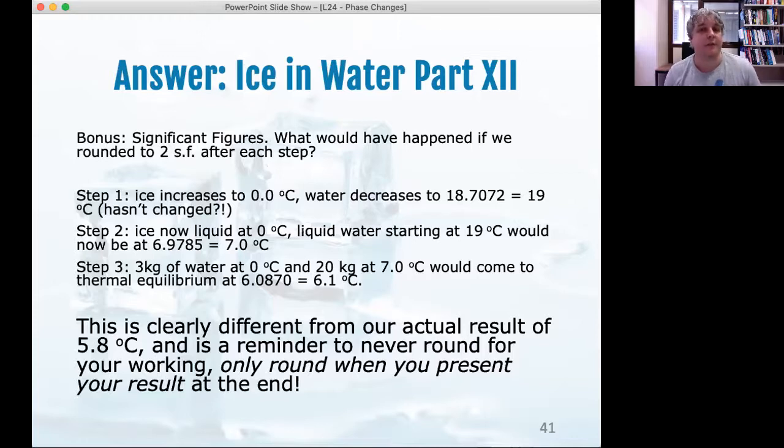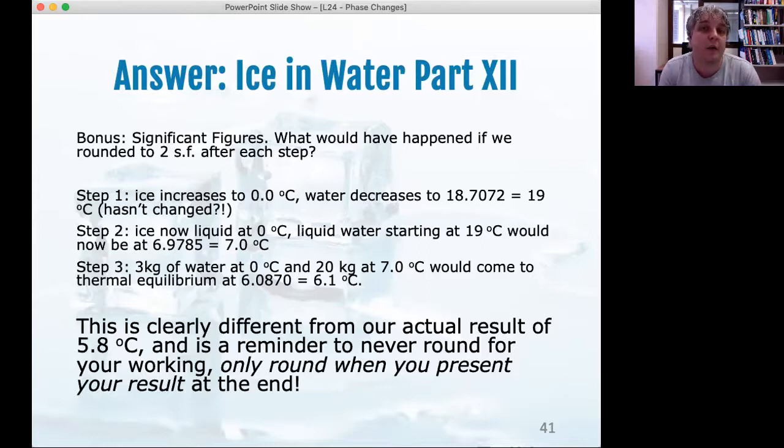There's no huge difference there. 6.1 to 5.8 is only 0.3 of a Celsius, but the point is that it is different and it is incorrect within our significant figures. So by rounding to the significant figures the whole way through, you have ended up with an incorrect result. So this is hopefully just a reminder and a bit of justification, and hopefully something you'll remember as you're doing any problems. Don't round while you're working, only round when you present your final result.